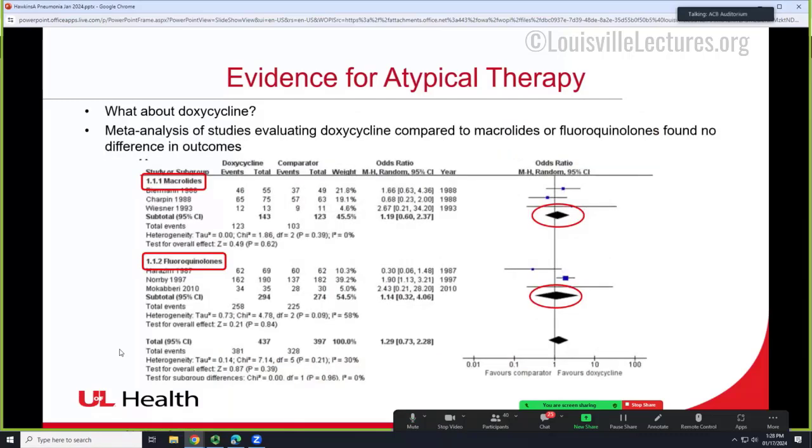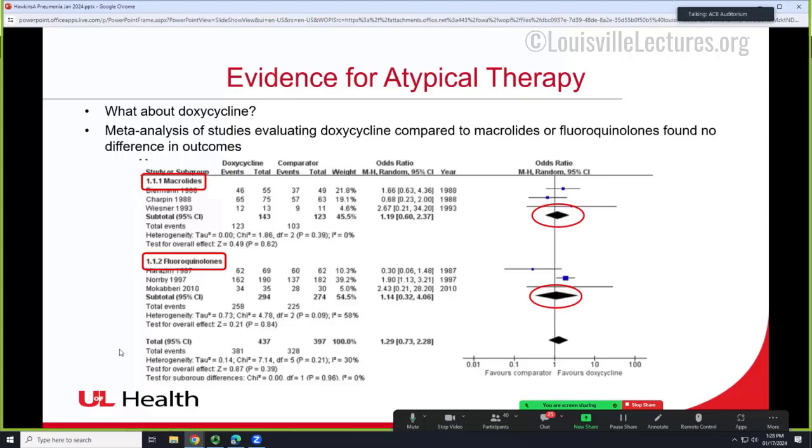And then what about doxycycline? So choosing between azithromycin and doxycycline. I know at Jewish Hospital this is a conversation we have a lot due to our cardiac patients. And so what they did was they looked at macrolides or fluoroquinolones compared to doxycycline in this study, and they really found no difference. As kind of expected, right? Doxycycline covers atypicals, so we really wouldn't expect too much of a difference.